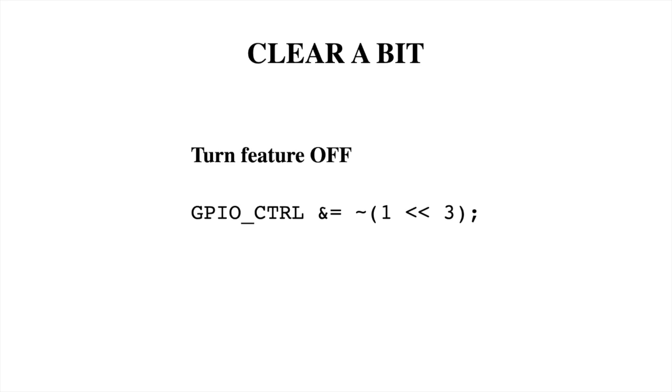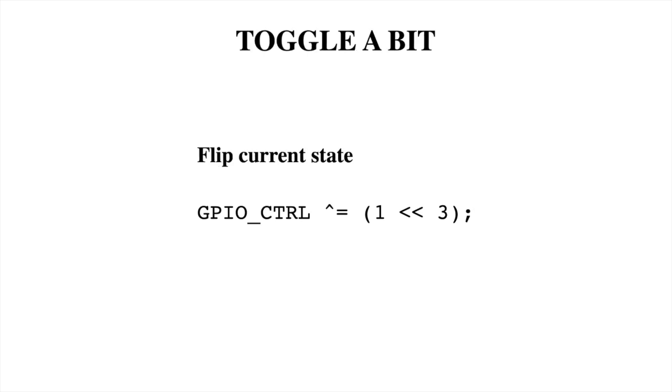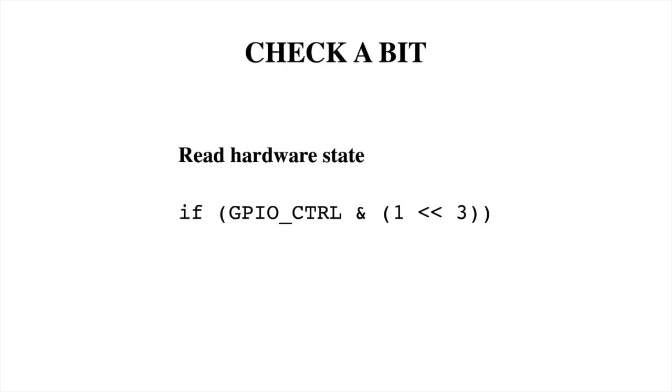Let's see how we can clear a bit. To do that, we need to invert the mask and AND it with the register. Only the target bit is cleared. Everything else stays untouched. If we want to change the state of a bit, we can use the XOR operator. It will toggle a bit. If it was 1, it becomes 0. If it was 0, it becomes 1. This is commonly used for LEDs and debug signals. This is a very common operation in embedded.